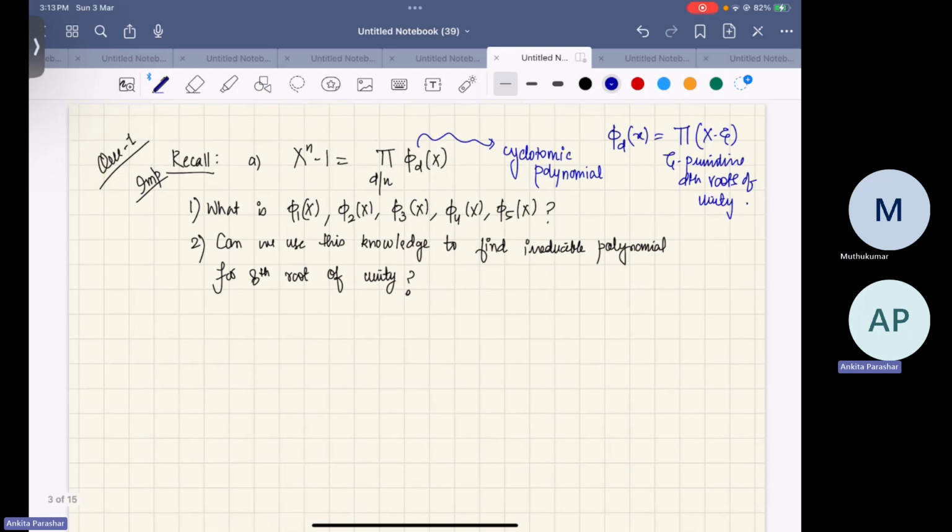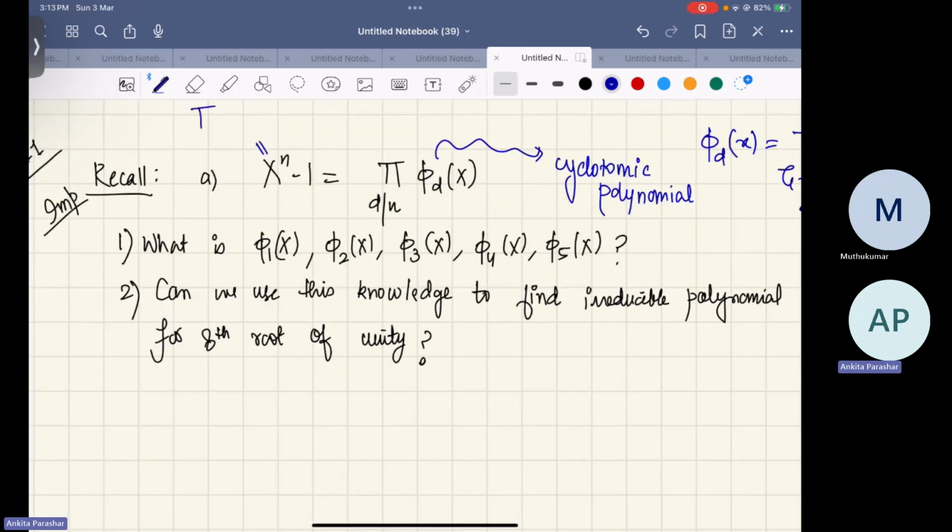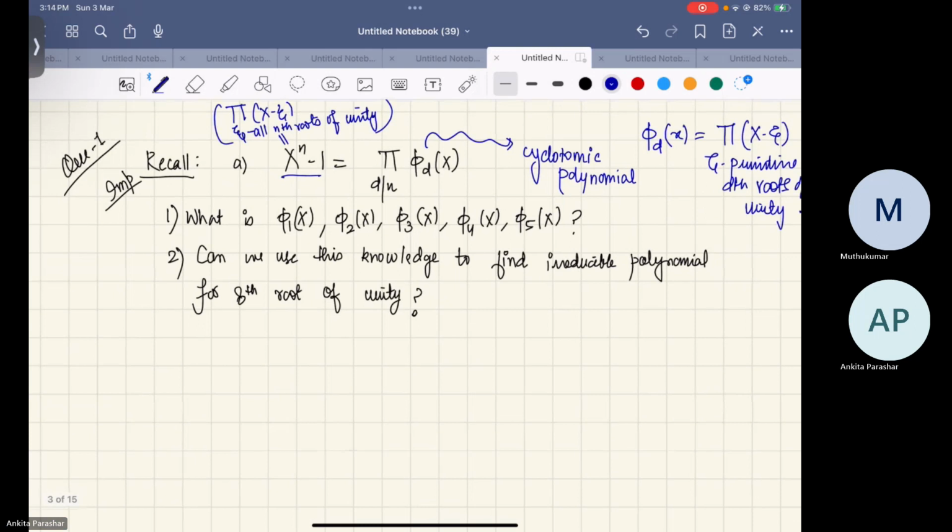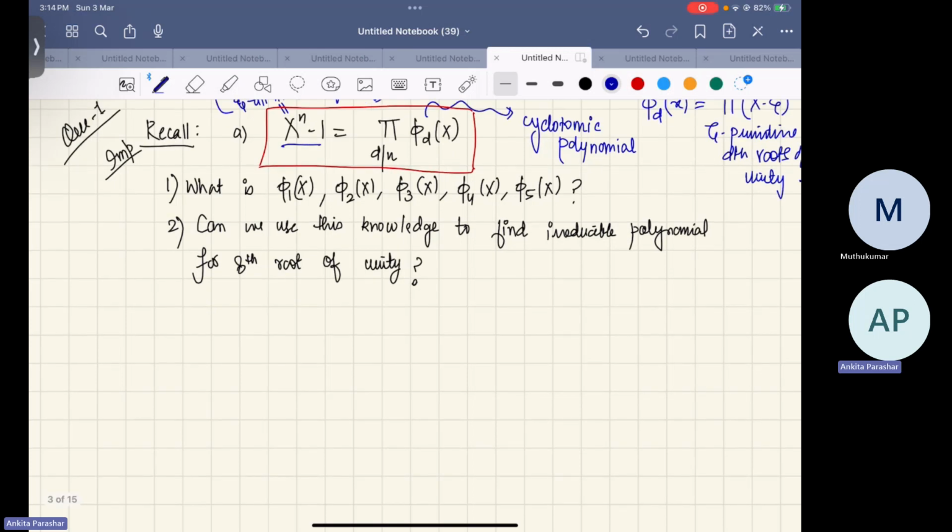However, if you say x power n minus 1, that has to be the product of x minus zeta over all nth roots of unity. Only if you take all n roots will you get a degree n polynomial. All right. So this is one equality that we know about the polynomials. Now, suppose knowing that, can we tell what is phi 1 of x, phi 2 of x, phi 3 of x, phi 4, phi 5? Yes.